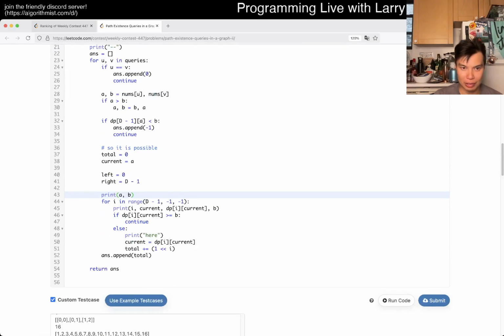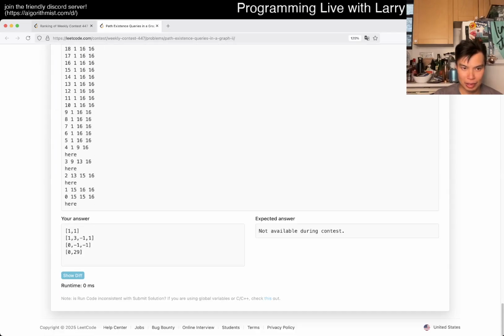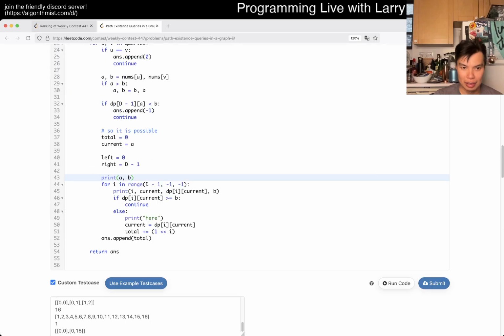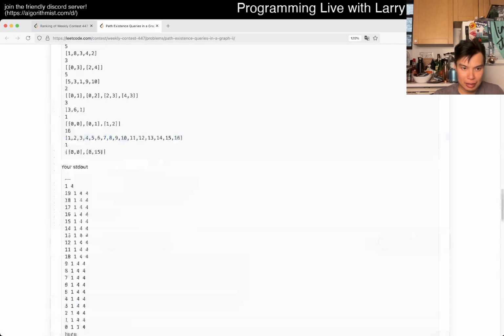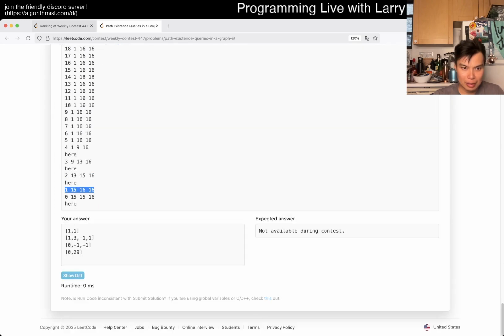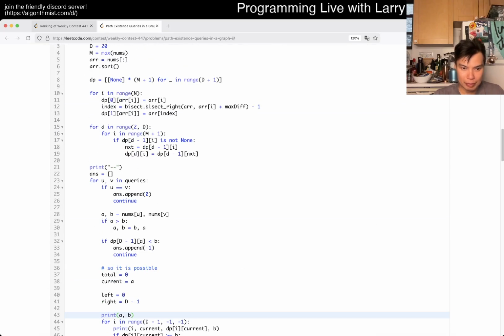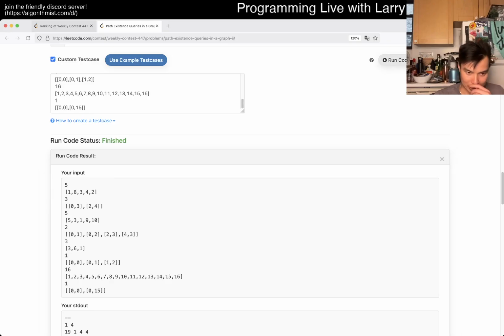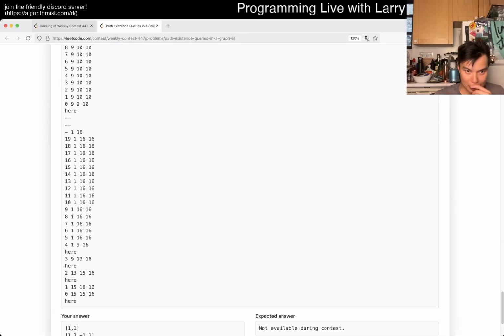Current is weird. Why is current 15 already? Huh? Current is A. Huh? Taking too much time, even though I think I have the general idea. Okay, so 1 to 16. Okay. Left side, left side, left side, left side. Okay, and then now it goes.